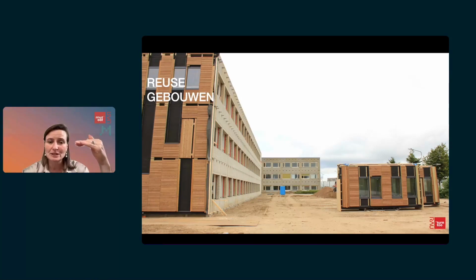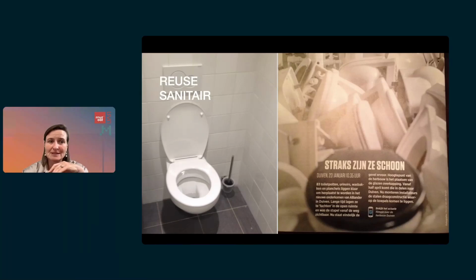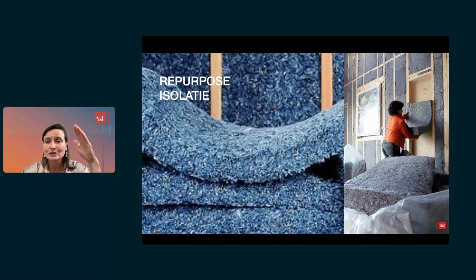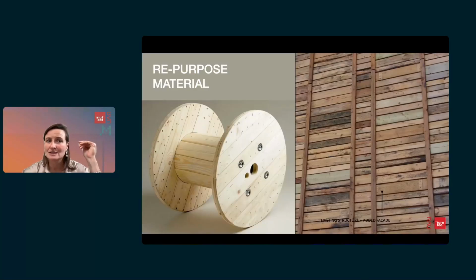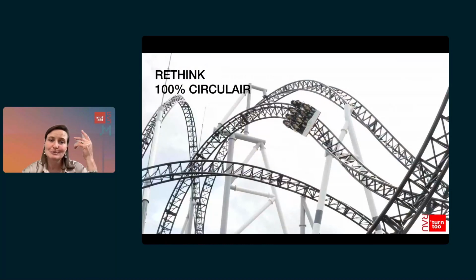So what we did, we reused all the skins of the buildings, but we also used what we found inside. So we reused the sanitary, we repurposed clothing from the employees for the insulation, we repurposed cable drums we found, as it was an energy producing company. They had big cable drums, and we converted them into the wooden facade. But very importantly, we were also very ambitious that everything we created anew would be circular, meaning that it could be reused at the end of its lifespan.